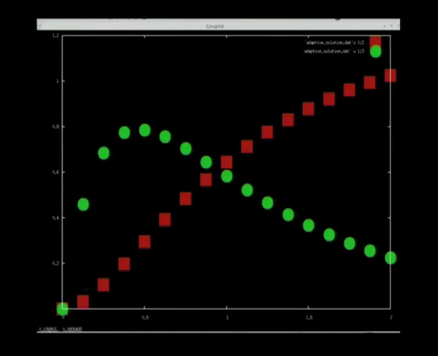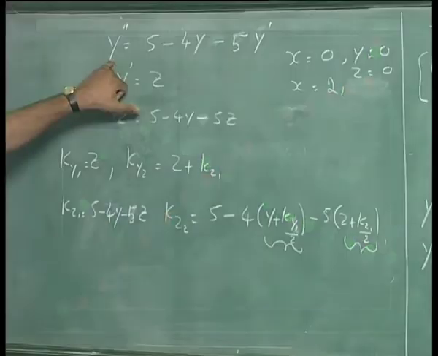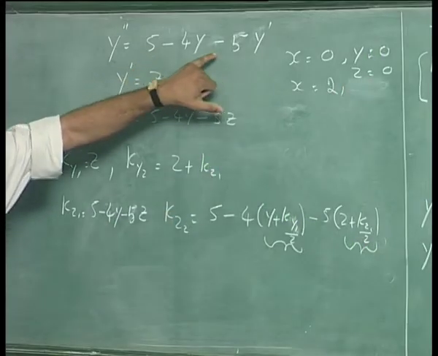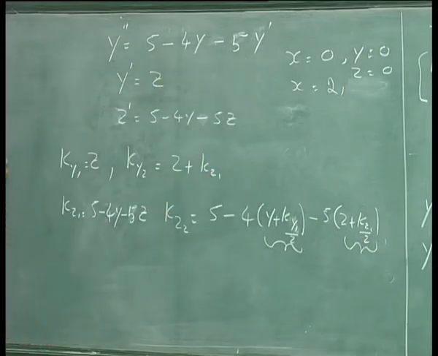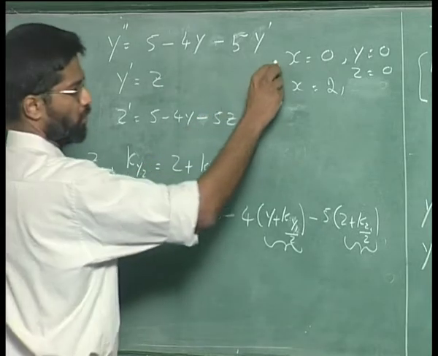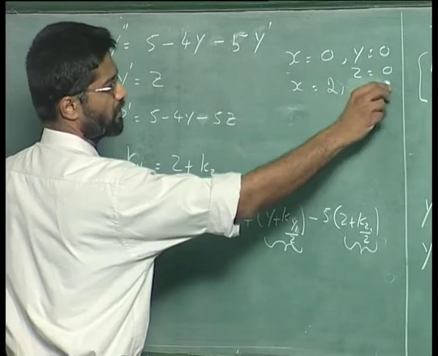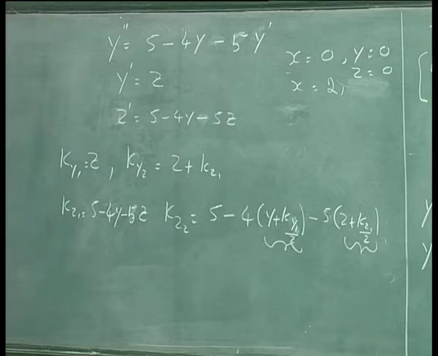As you can see, the derivative increases here and it decreases here because this function is saturating to some value here. Okay, so now that's the solution of the equation of this form, that is y double prime equal to 5 minus 4y minus 5y prime, or the second order equation with the boundary conditions specified at the initial value x equal to x0.